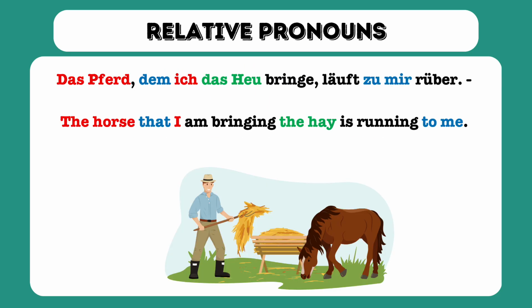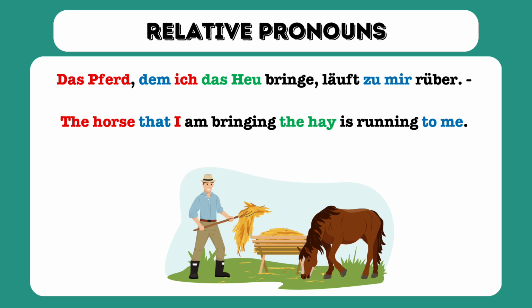Das Pferd, dem ich das Heu bringe, läuft zu mir rüber. The horse that I am bringing the hay is running to me. In this sentence, again, you could break it apart and have two full sentences. Das Pferd läuft zu mir rüber. The horse is running over to me.